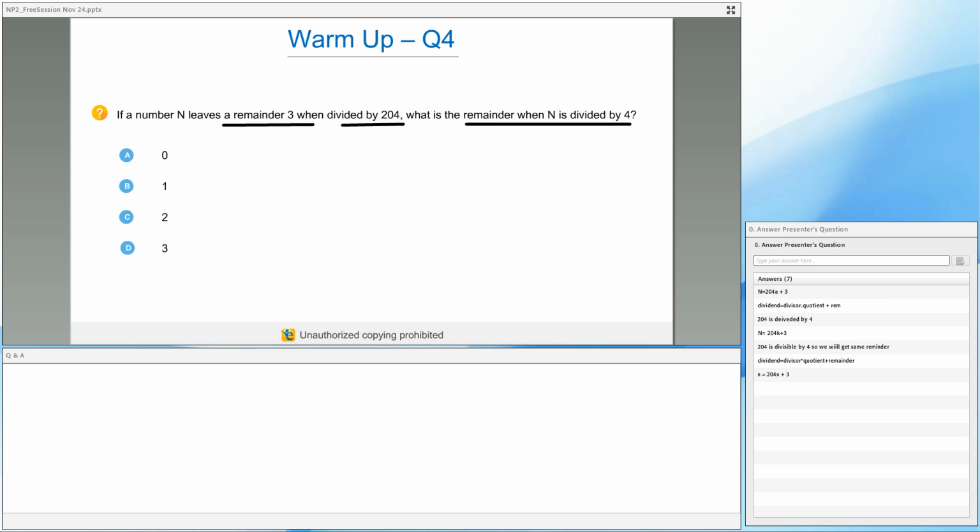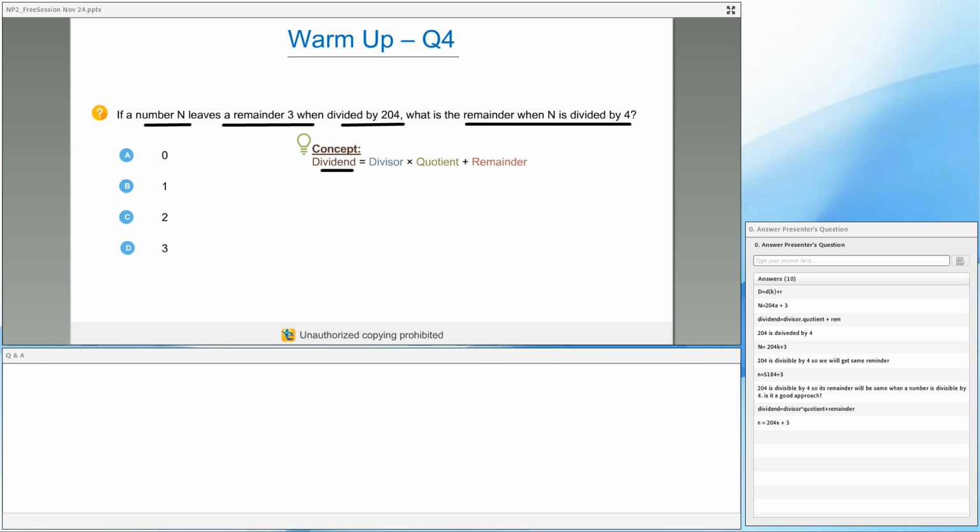That's good, exactly. So the concept that you need to use is dividend is equal to divisor into quotient plus remainder. So please understand the number that is being divided, n, this is the dividend, okay? The number which is being divided by is known as the divisor, which is 204 in this case. Quotient, obviously we don't know what the quotient is, but we know what the remainder is. What I need to find out is when the number is divided by 4, what is the remainder?